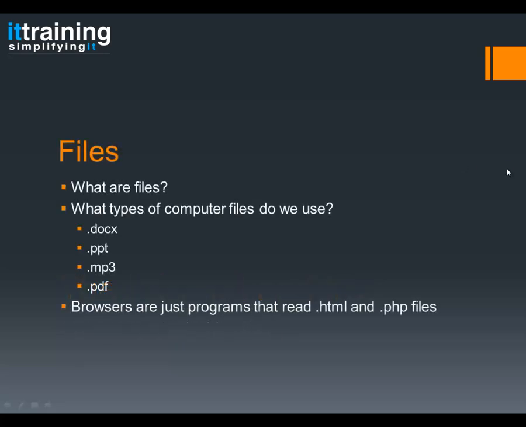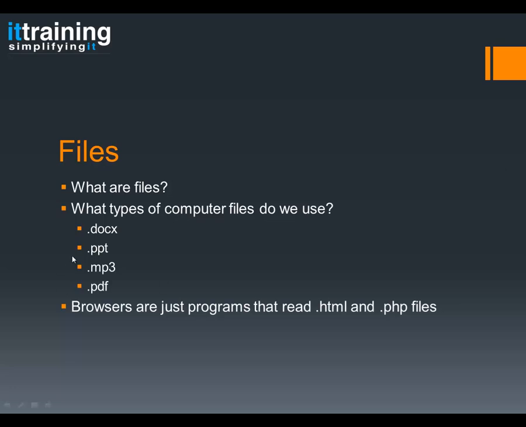Alright, so the first thing we need to talk about are files. And I'm not talking about these manila folders that we're using, I'm talking about computer files. Now, what are files? Files are electronic documents that are specifically designed to be used by specific applications. For example, there are many types of files that we use on a computer.